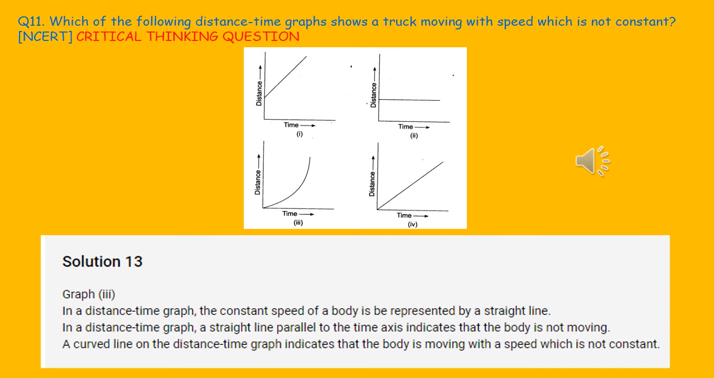In the third graph, the time is changing but the distance is not changing at a uniform rate. So it is travelling unequal distances in equal intervals of time. So it is a case of non-uniform motion. And the fourth one is a straight line passing through origin. That means it is a case of uniform motion. When the observation starts, the body also starts moving. So the correct answer is option 3. It is showing the body which is not moving with constant speed.